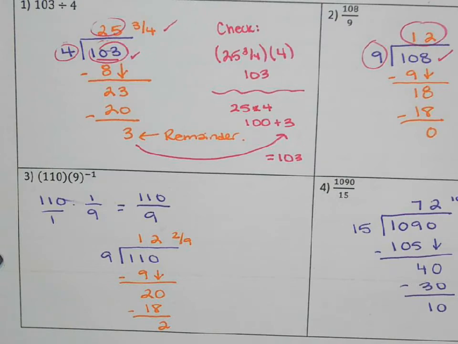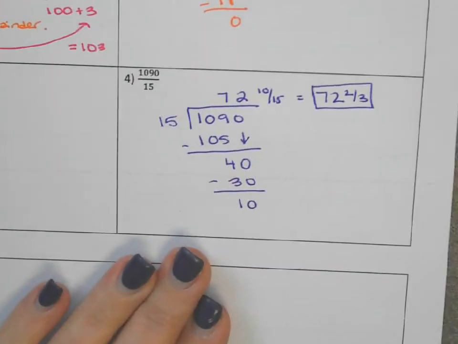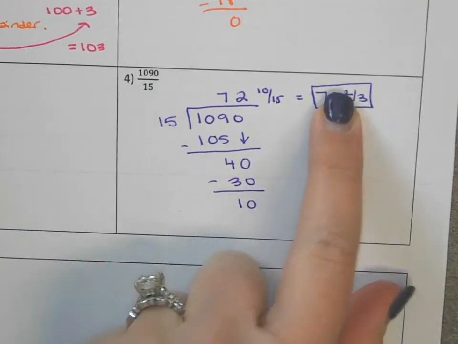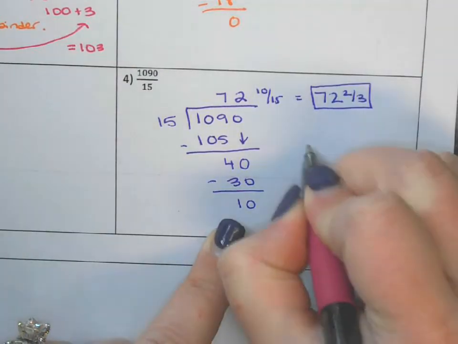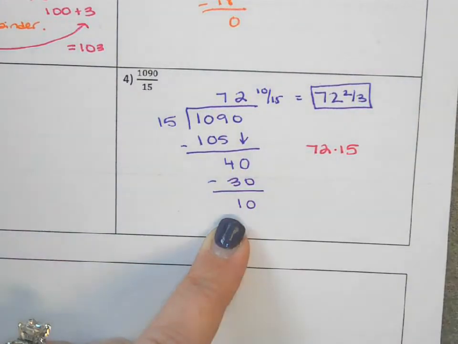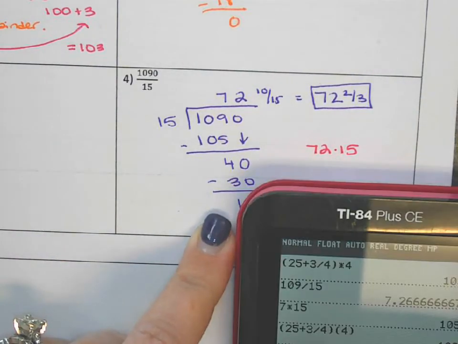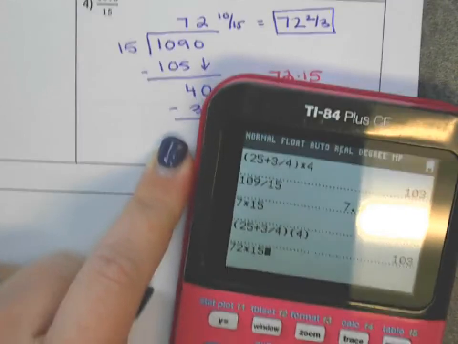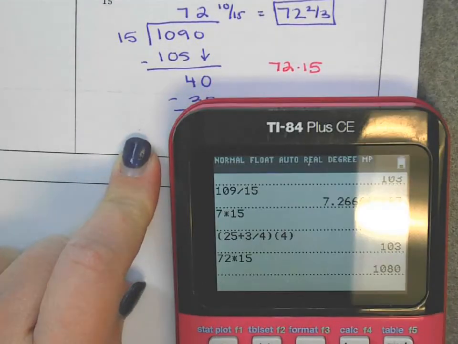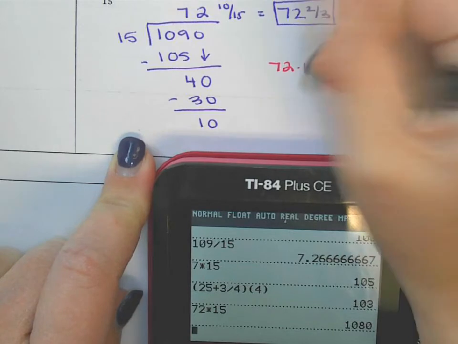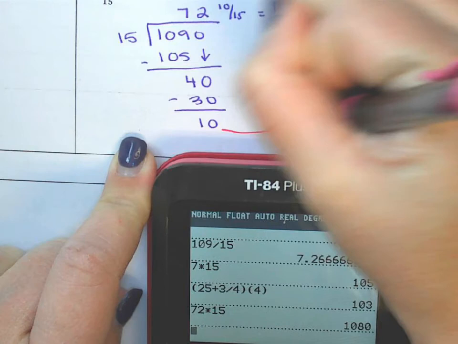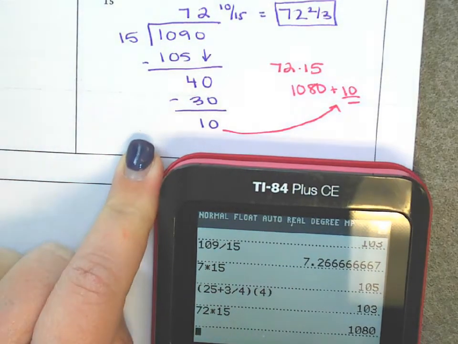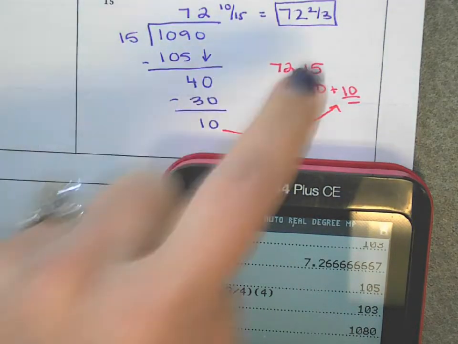Okay? Now you have to be careful with that method, because if I go over here, some people try to add 2, but your remainder was actually 10. So in this case, if I do 72 times 15, I get 1080, plus the remainder was 10. You have to use the remainder, not the 2/3. Does that make sense? Not the 2 from the 2/3.